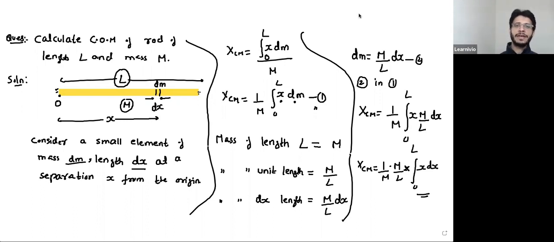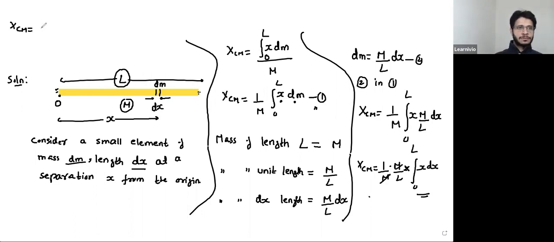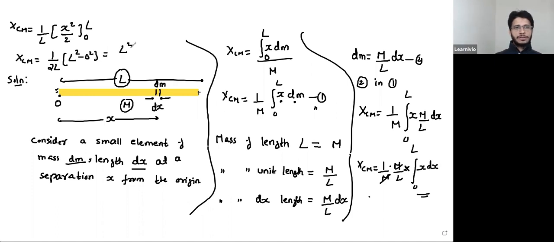What is the value of the x coordinate of center of mass? It's x square by 2, from 0 to L. Okay, you didn't substitute the limits. It's 1 by L, then L square minus 0 square over 2. It's L square by 2L. It's L by 2.